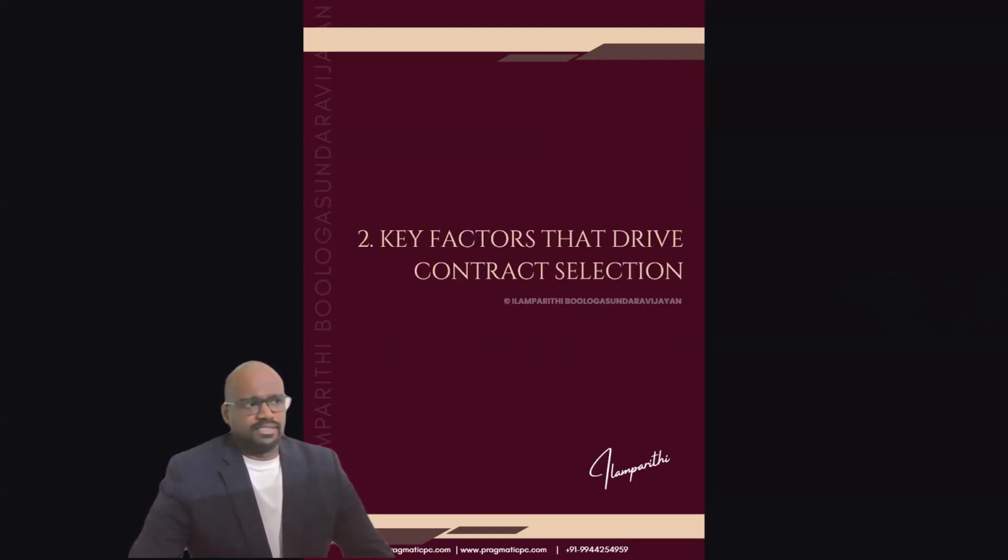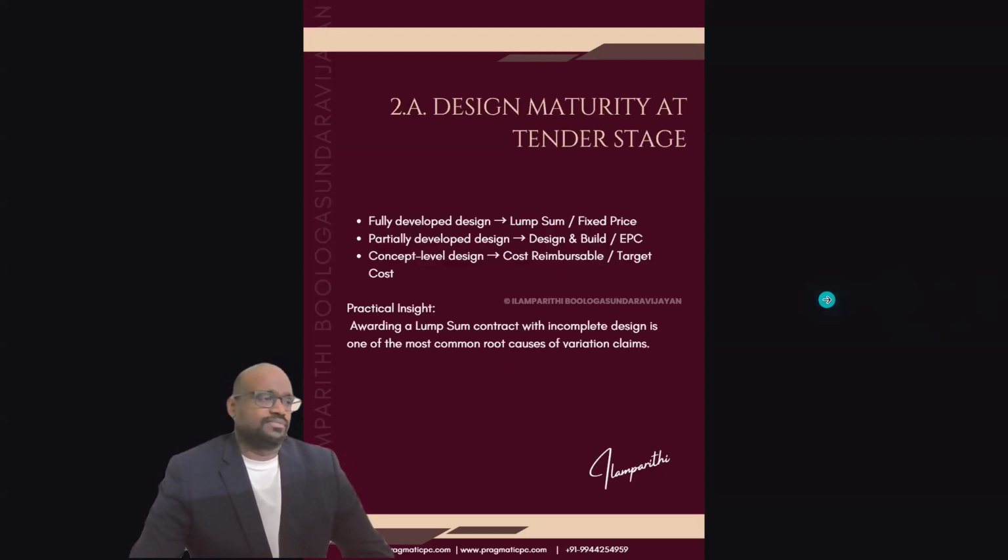So what are the key factors that drive the contract selection? The first one is design maturity at the tender stage. So how fully developed is the design you have? If you have a fully developed design, then go for a lump sum or EPC contract. If you have a partially developed design, then it's better to go with design build or EPC. But if you are still at concept level design and the design is not finalized, it is at a very premature stage, then you should only go with cost reimbursable or target cost mechanisms.